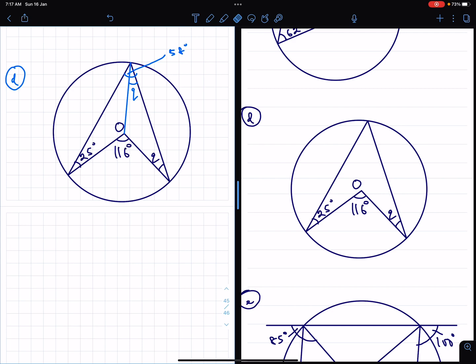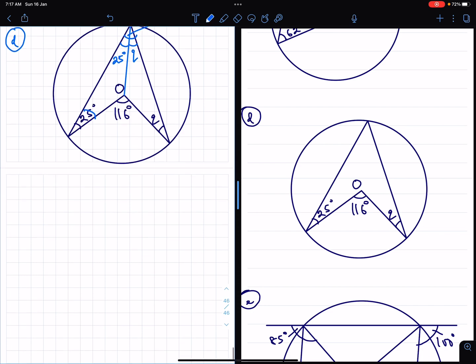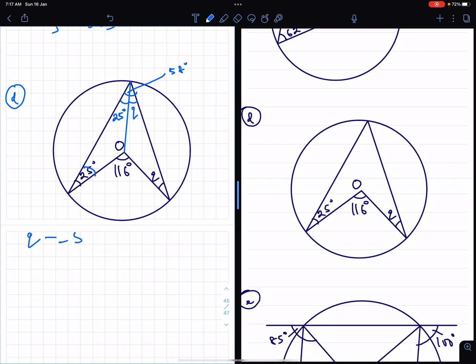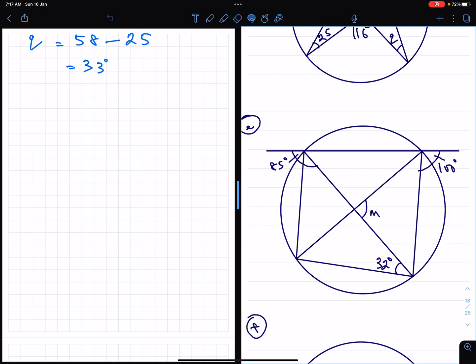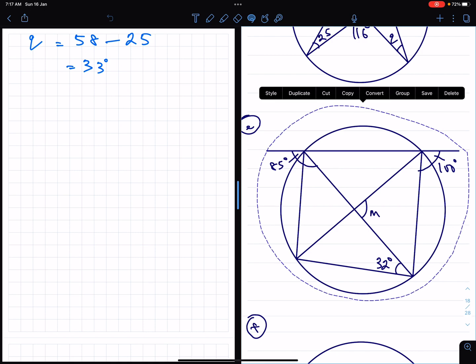Now if this is 25, this will also be 25 degrees, and I already know that 25 plus Q, the whole of this, is 58. That simply means Q is going to be 58 minus 25, and that's 33 degrees. So we can move on. The next one is E. We'll move on to the next one very quickly.